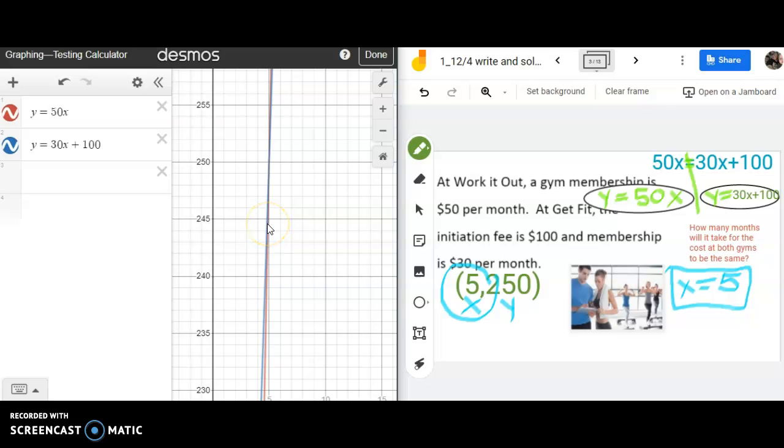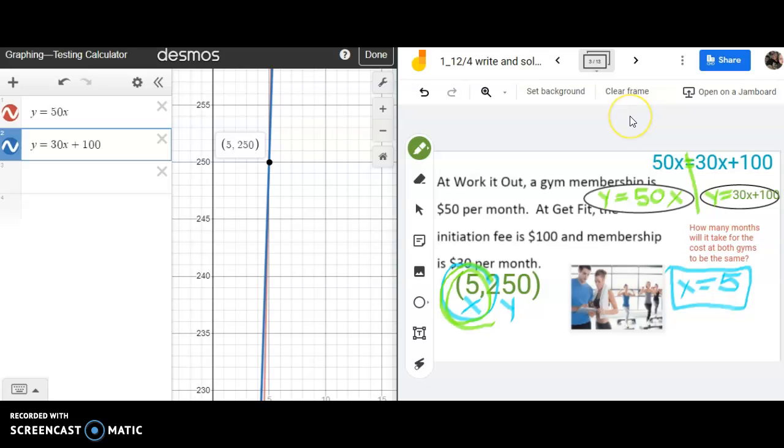If you click on either of the lines, your intersection point is going to pop up for you. It's going to be grayed out, so it's up to you to click on it and the numbers will stay there. That's where I got the 5,250. I got it from Desmos. I only want the x value, so I only want the number 5, because we were looking for x. We wanted to know what x was going to be in the equation. So my answer is x equals 5. That means after 5 months, it's going to cost $250 to join either of those memberships.